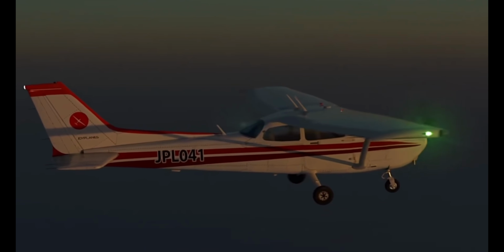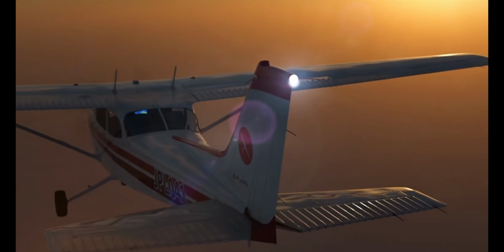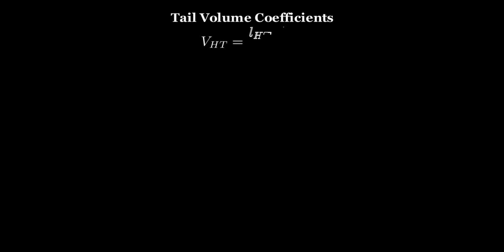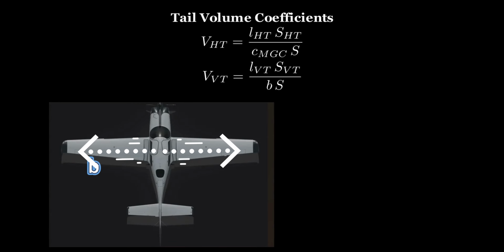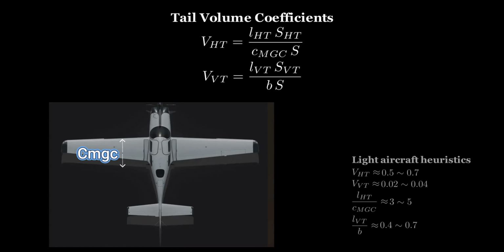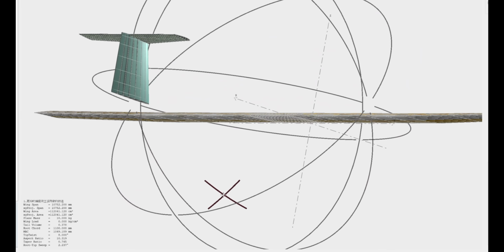Next, we need to determine the size and position of the horizontal and vertical stabilizers. Here, S is the main wing area, L is the tail arm, that is, the distance from the center of gravity to the aerodynamic center of the tail. B is the wingspan, and CMGC is the mean geometric chord. In light aircraft design, there are some empirical formulas and reference values for these parameters. This gives us the initial tail surface area.